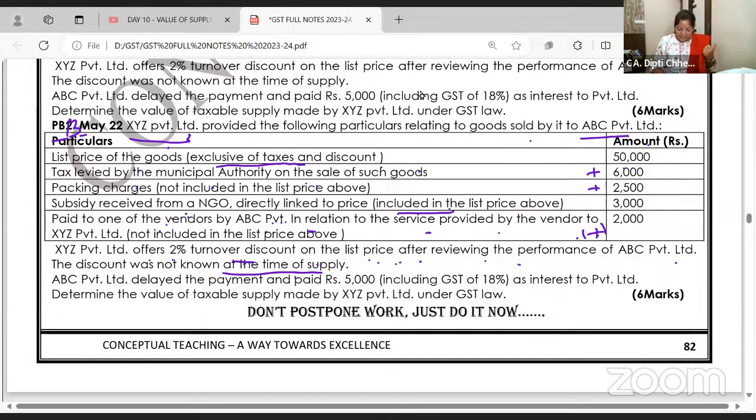Now, ABC Limited delayed the payment and paid 5,000 including GST. Now this is very important language. Nowadays they are asking in a twisted way. All these are excluding taxes, so that nowhere GST is included.